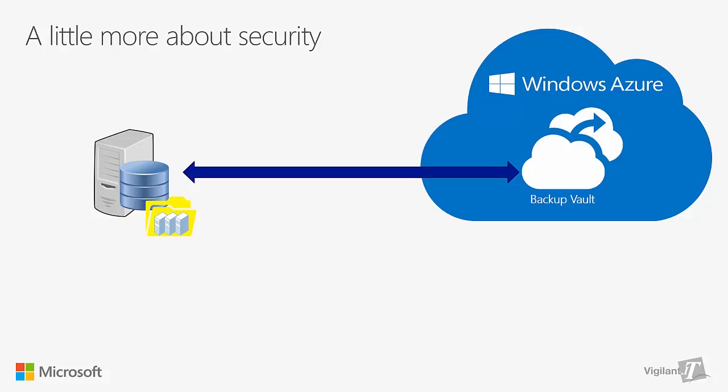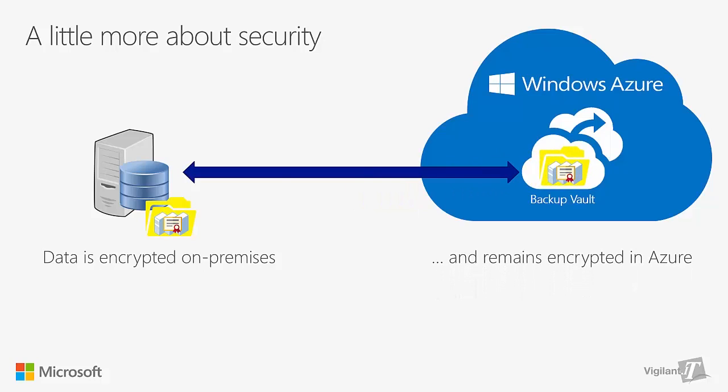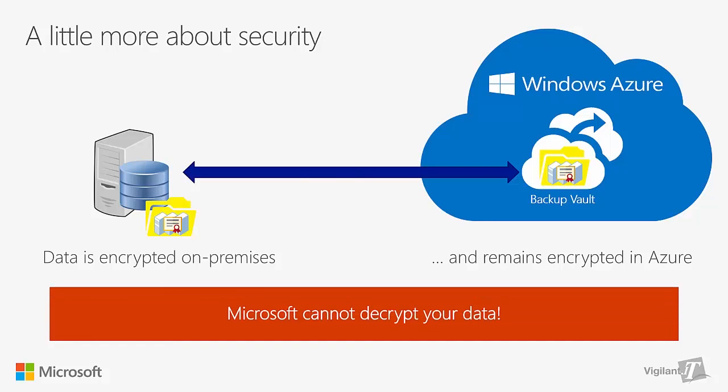With Azure Backup, you have the confidence that your data is safely stored in the cloud. Before your data is copied to Azure, it is first encrypted with your own encryption key. It is then sent to your backup vault where it stays encrypted until you decide to restore the data, at which point it will get decrypted with your key at your premises. At no point during this process does Microsoft have any access to your data, so if you lose your encryption key, no one will be able to recover your data. That's how safe it is.